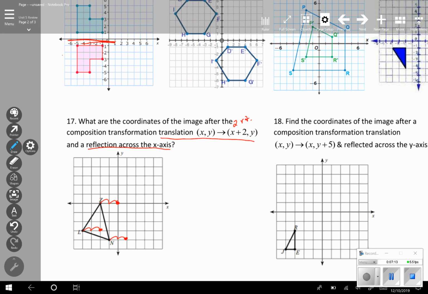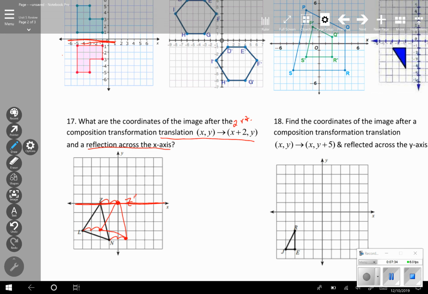So there we go. That's the first part. And then now we have to do the second part. A reflection across the x-axis. Okay, so here's the x-axis. And we're just going to reflect it. We're going to flip it. So this one, Z prime, is going to stay there. So that's Z double prime.